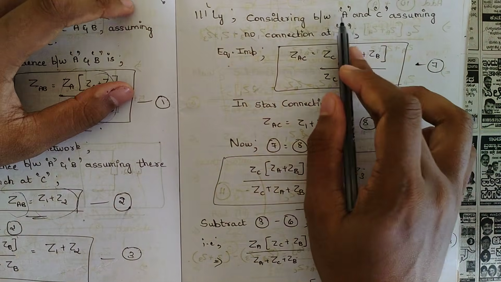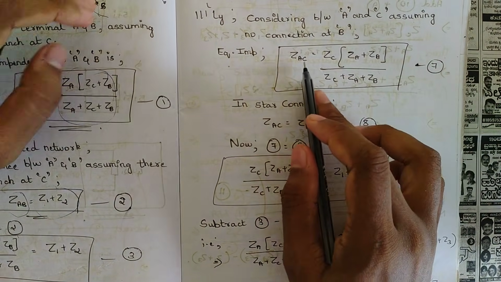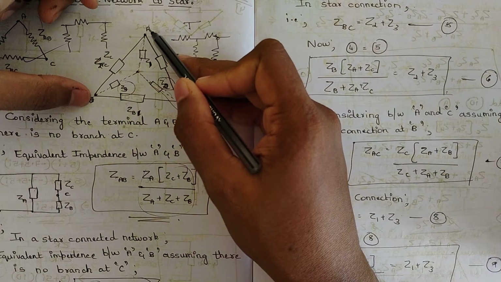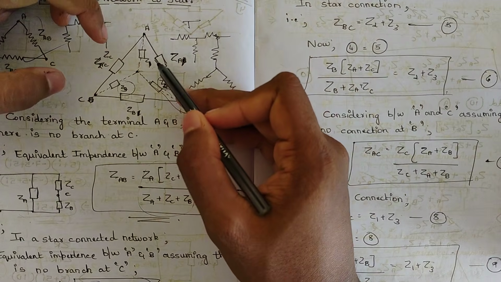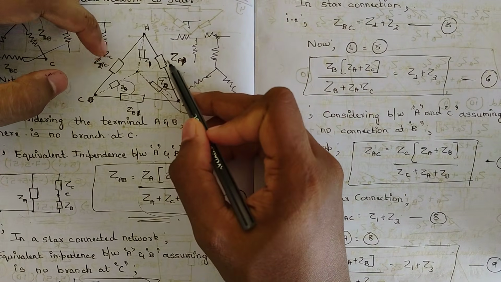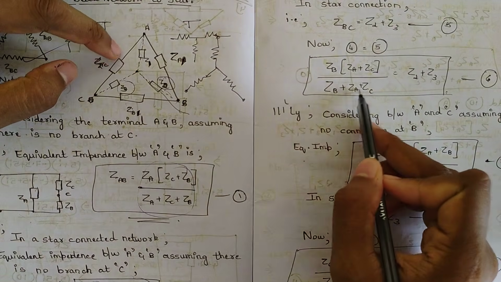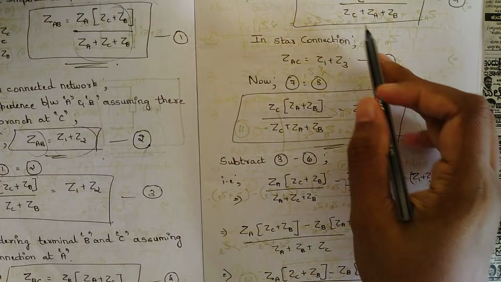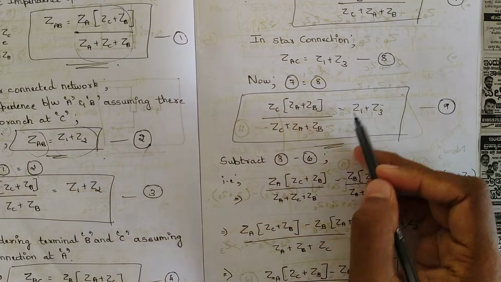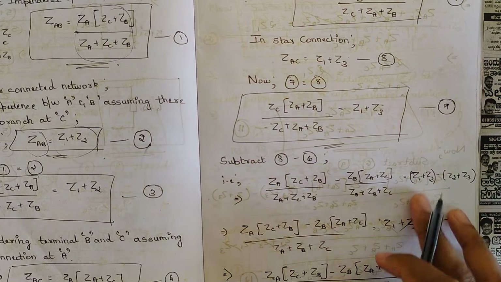Then similarly, considering the terminals A and C, now Z of AC is equal to Z of B into Z of A plus Z of C divided by Z of A plus Z of B plus Z of C. In star connection, that would be equal to Z1 plus Z3. Again equate it and you would be getting this equation. Name it as equation 9.